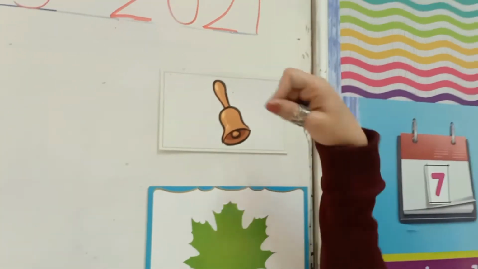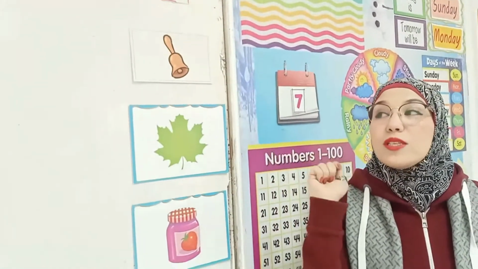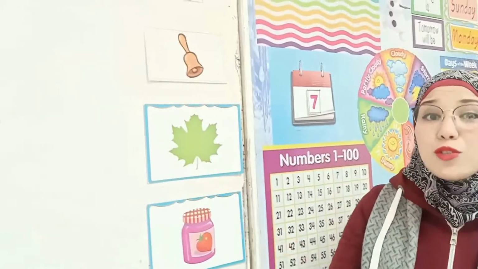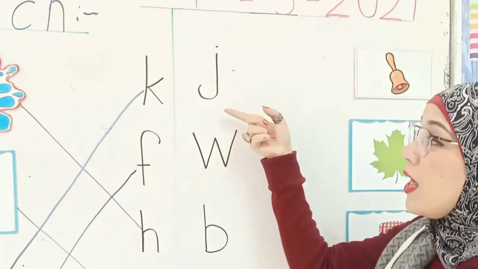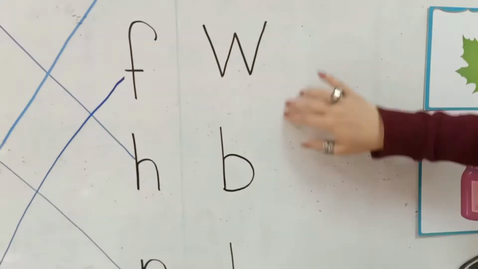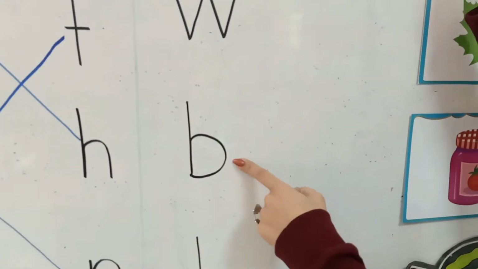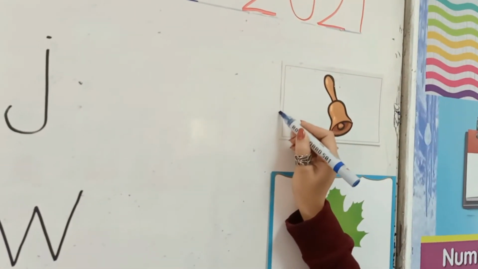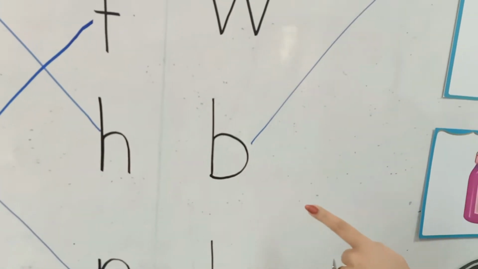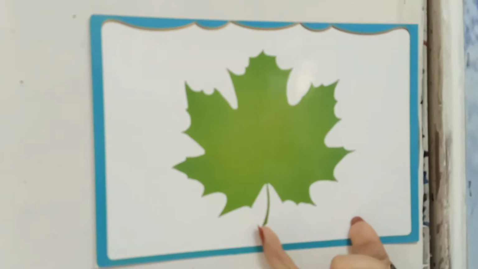Super, super, bell. Bell starts with letter B. Super, B is for bell. Where is letter B? Is this letter B? Where is letter B? Here is letter B, super. We are going to match B with bell. B is for bell. And now, what is this?